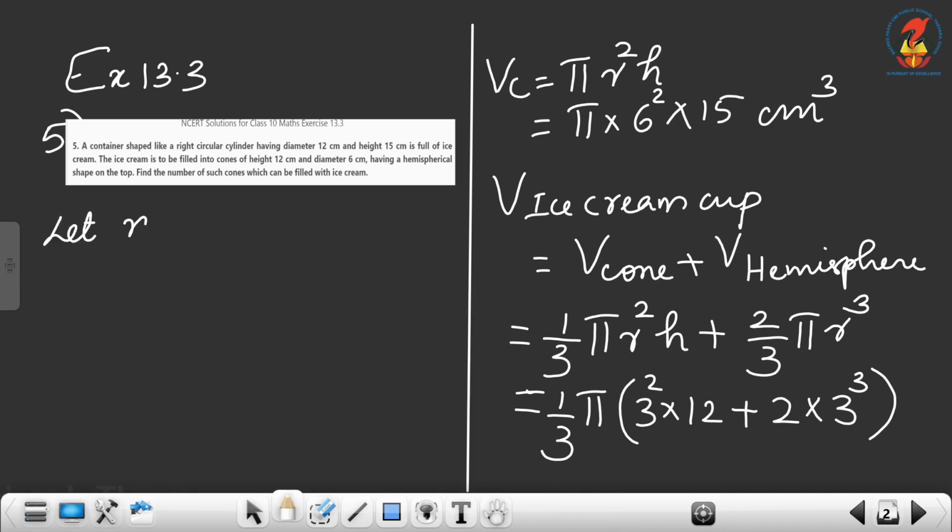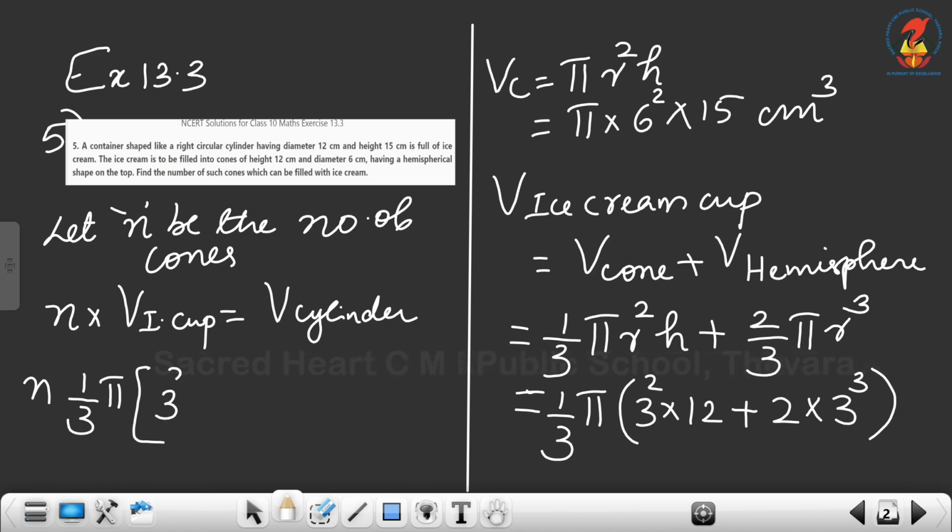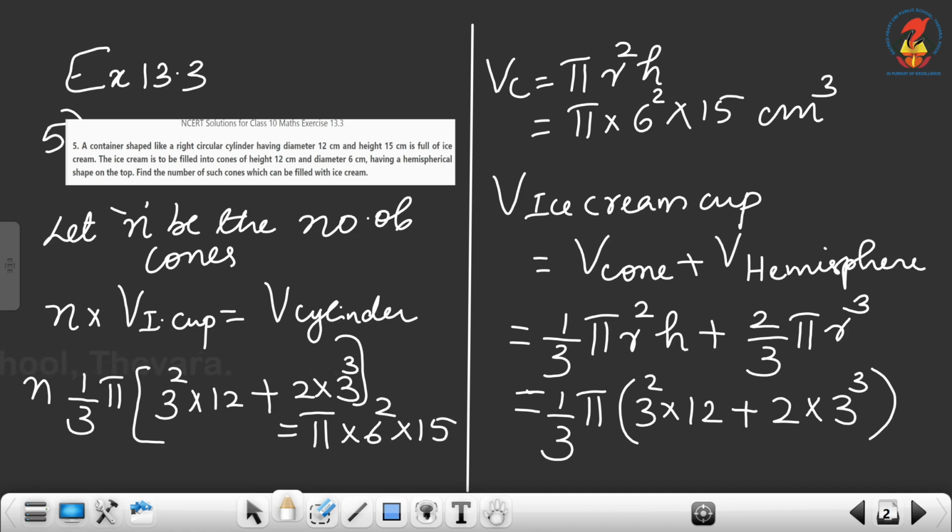Let n be the number of cones. n into the volume of the ice cream cup is equal to the volume of the cylinder. So n into 1 by 3 pi into 3 square into 12 plus 2 into 3 cube is equal to pi into 6 square into 15. So we can cancel off these two pi's.